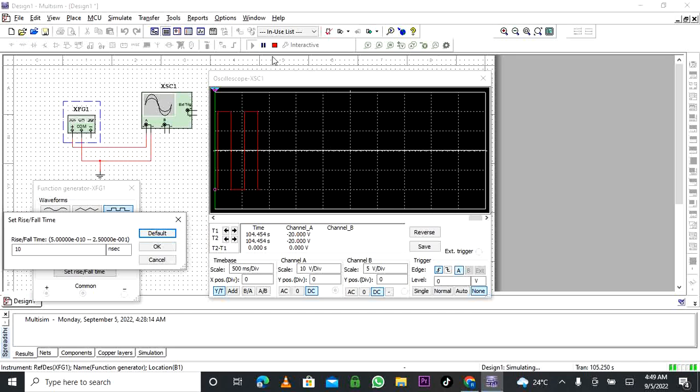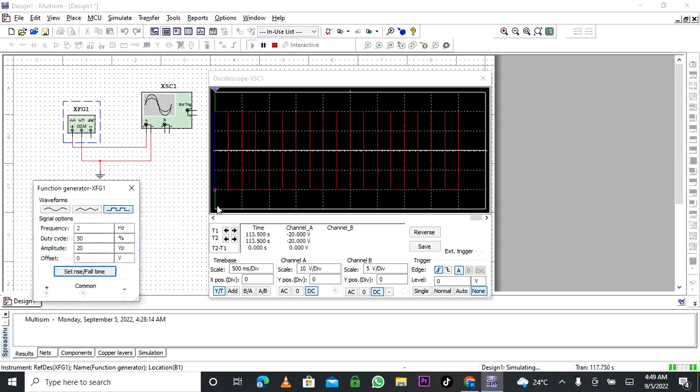If we were to increase this to, let's say, let's try 100 milliseconds. Now you can see it's much more pronounced. It's taking 100 total milliseconds to go from this low point to the high point, and that's taking 100 milliseconds to go from the high point down to the low point. Let's change that back to nanoseconds. And now back to basically vertical. So that is how you manipulate the function generator.